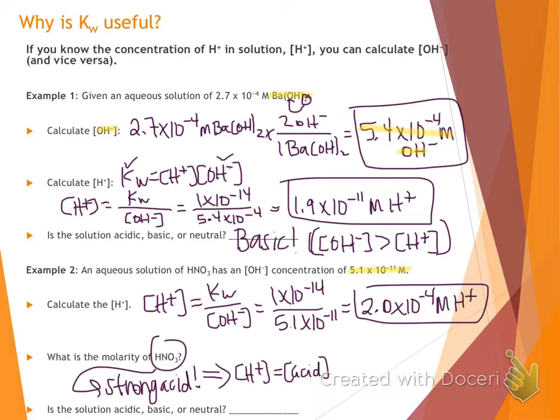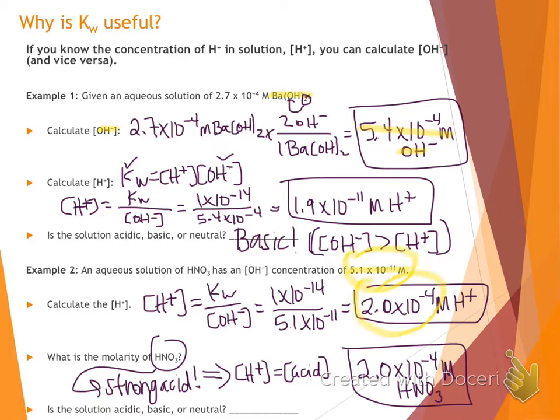so we also have our 2.0 times 10 to the negative 4 molar HNO3. Lastly, acidic, basic, or neutral. This is going to be an acidic solution. When we compare our OH minus concentration to that H plus concentration, we have more H plus, making it acidic.